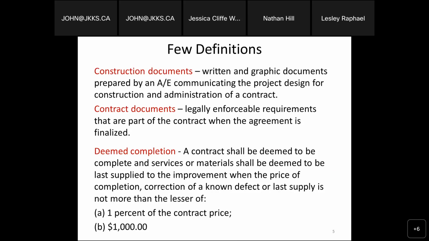We're also going to be talking about that word completion: deemed completion, substantial completion, and tying into it later, obtaining the certificate of occupancy. So a contract shall be deemed to be complete and services or materials shall be deemed to be last supplied to the improvement when the price of the completion, correction of a known defect, or last supply is not more than the lesser of A, 1% of the contract price, or B, $1,000.